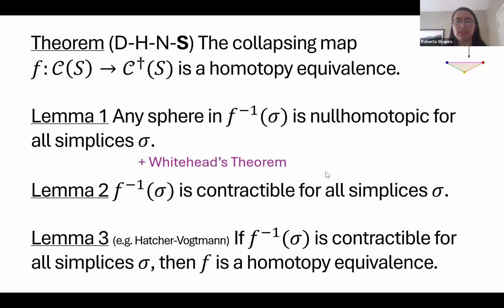So what have we practically speaking done? We've taken any sphere in the preimage of a simplex and shown that it's null homotopic, which combined with Whitehead's theorem shows that the preimage of any simplex is contractible. And if the preimage of any simplex is contractible, then we have a homotopy equivalence. So that's how all these pieces fit together.